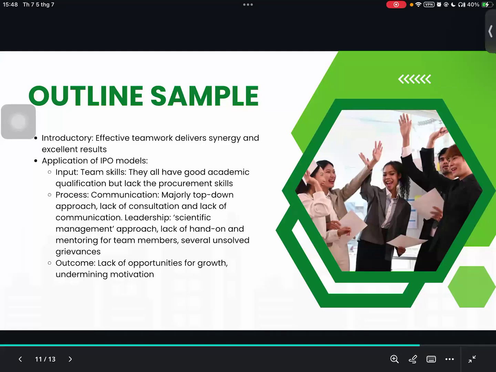With the process, I see that there are two methods. First, about communication. This shows through the lack of consultation and lack of sufficient communication. Most communication in this scenario is top down, and there is no channel or mechanism for feedback. So they can improve the communication as part of the teamwork process. And the second process is leadership, or you can replace it with conflict resolution.